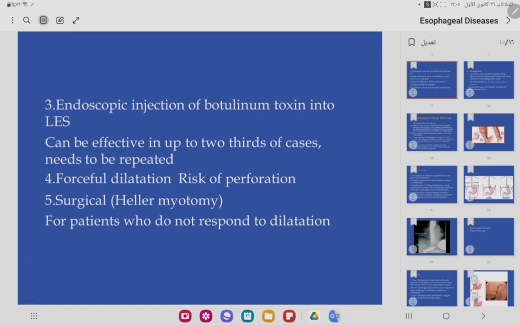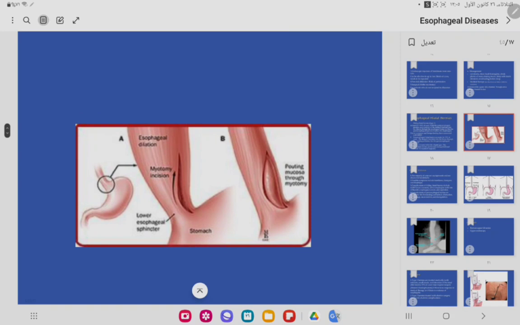Surgical Heller's myotomy: because this area is just muscle that is not innervated and is causing the issue, we go there and remove the muscular layer. For those who do not respond, surgery is usually the last resort. If you can't treat medically, treat medically; if you can't, then it's surgical, and don't delay the patient. Next. This is the lower esophageal sphincter and esophageal dilatation, and this is how they approach Heller's myotomy.